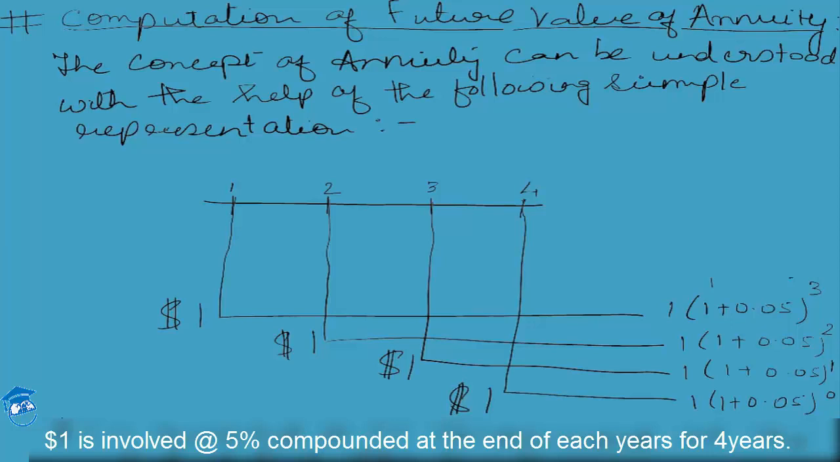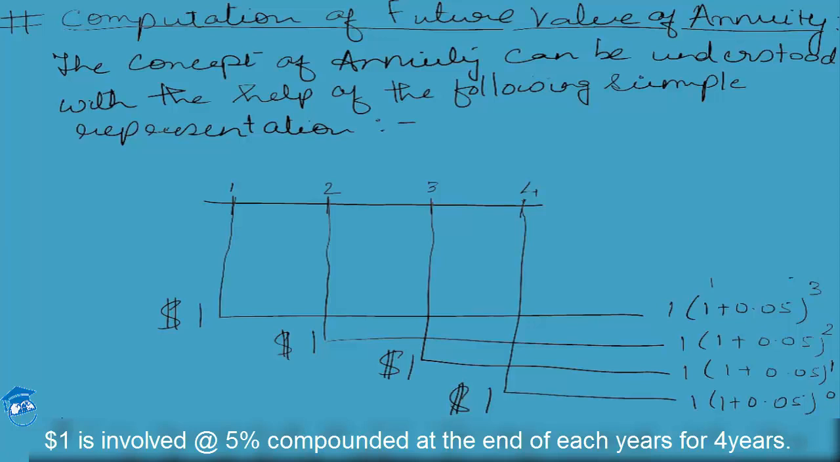The moment I incorporate this in my equation, it means that the effect of compound interest has been taken into consideration. Same for the end of the second year: when $1 has been invested at the end of the second year, it grows for the next 2 years, which is shown by the formula 1 multiplied by (1 plus 0.05) raised to the power of 2. And so on and so forth, for the third year it is 1 multiplied by (1 plus 0.05) to the power of 1. And for the fourth year, since it is not fetching any return, it is simply 1 multiplied by (1 plus 0.05) to the power of 0. So we find that this concept of annuity is very simple, very lucid, but it is very, very important.